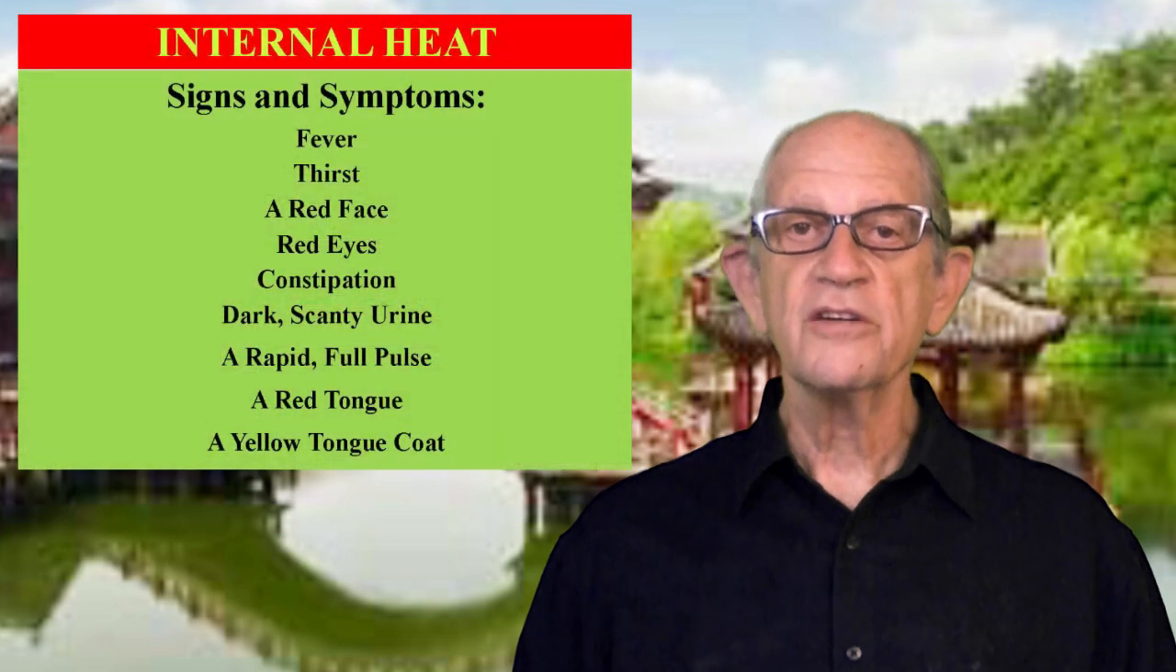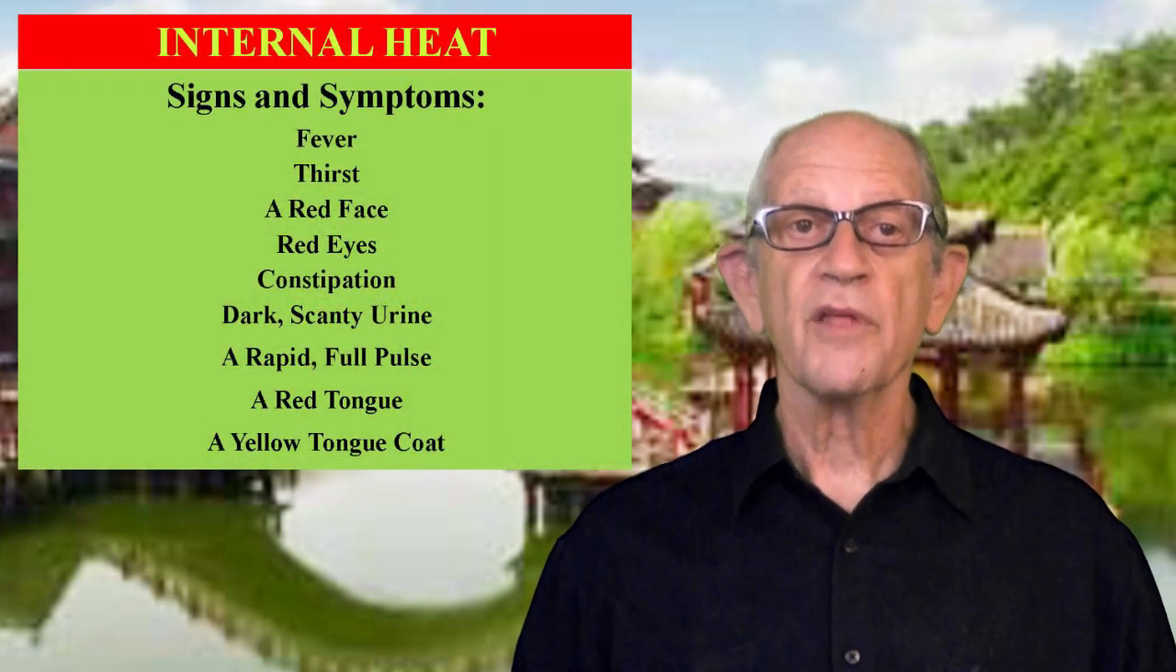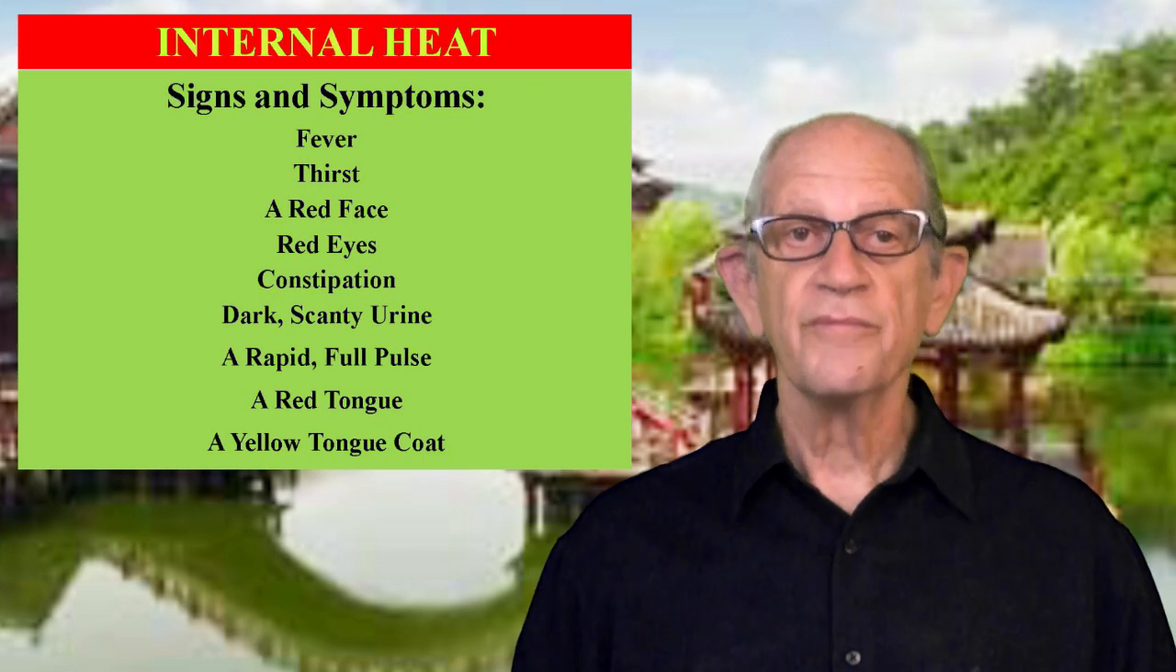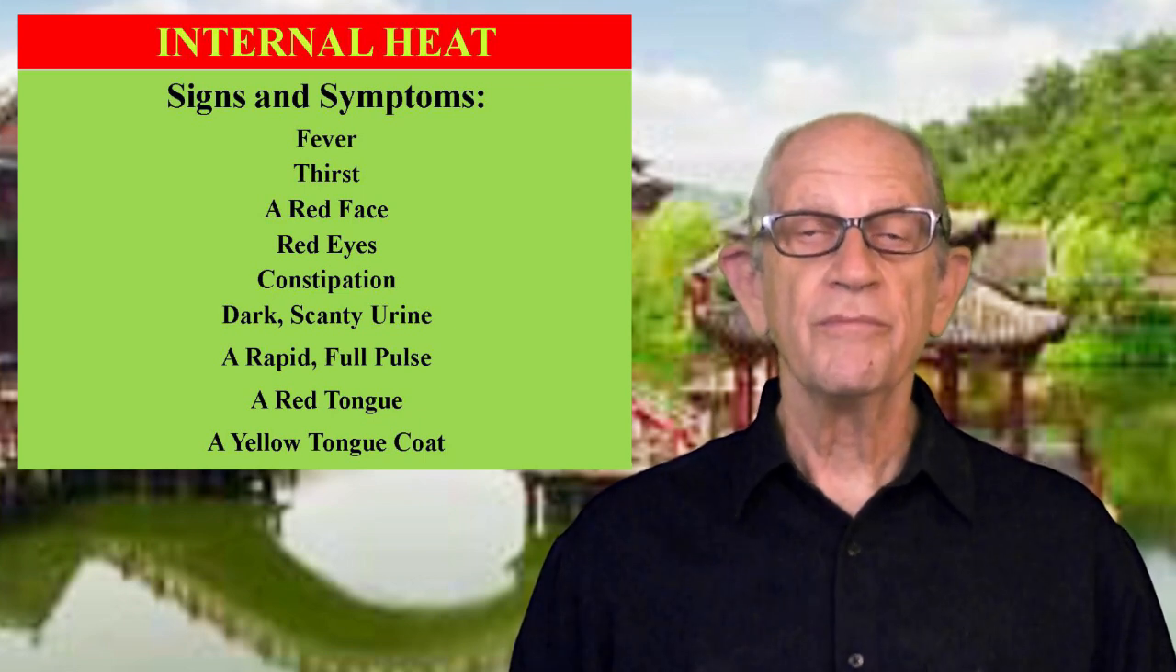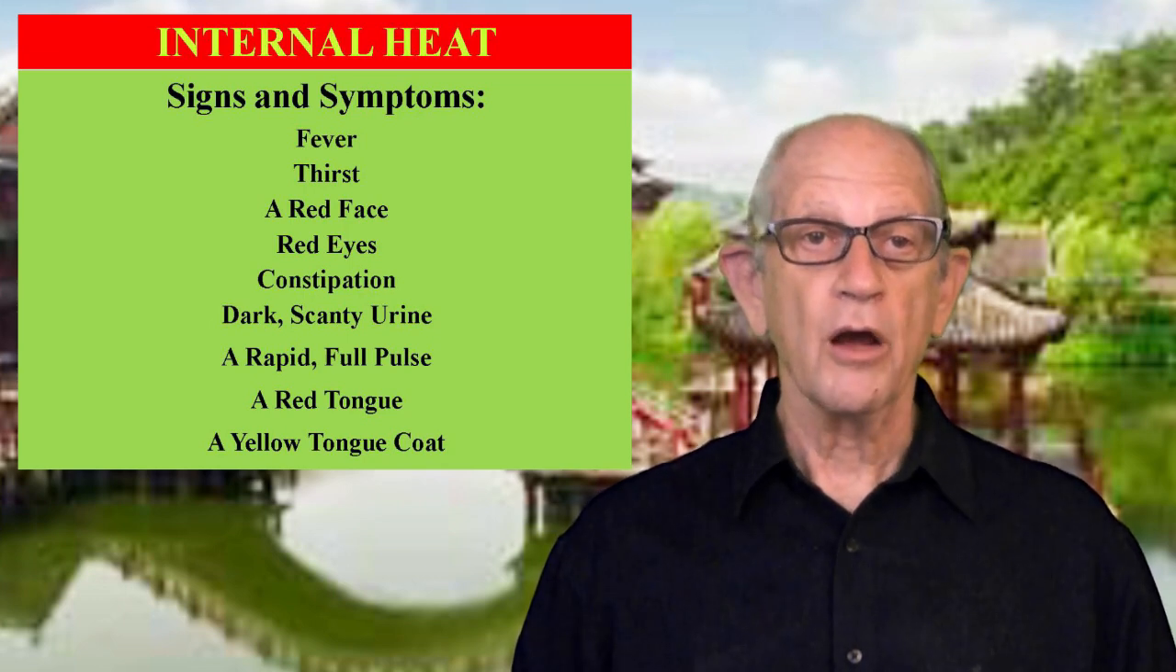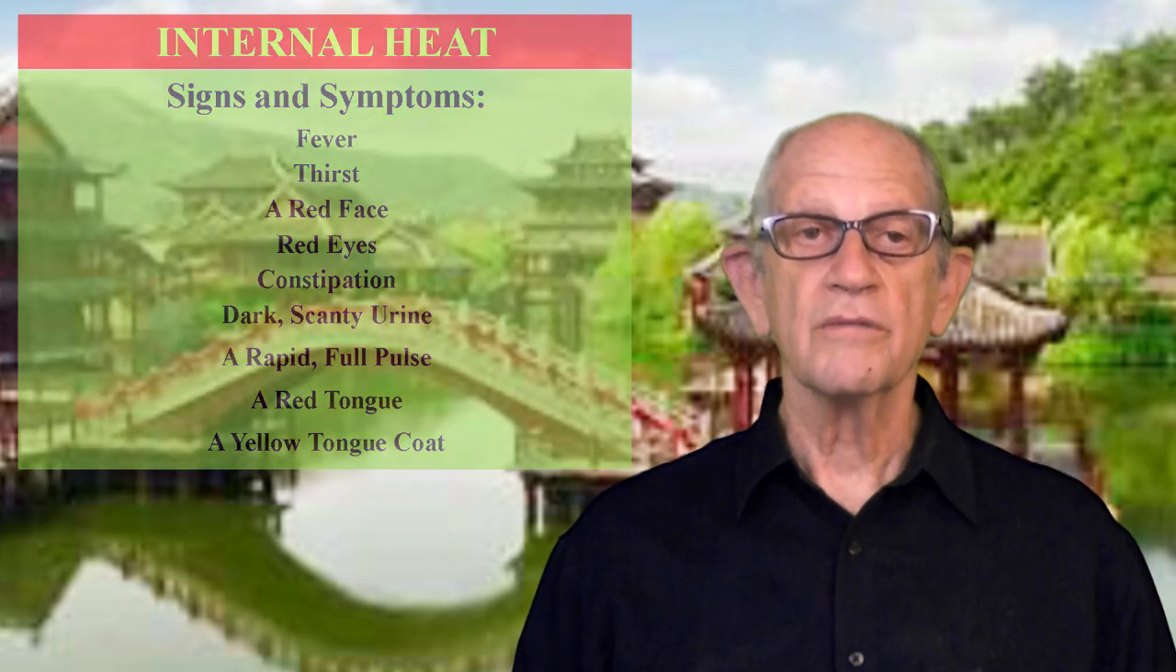The main symptoms of internal excess heat are fever, thirst, a red face, red eyes, constipation, dark scanty urine, a rapid full pulse, a red tongue, and a yellow tongue coat. These are the general symptoms, but there are many others depending on which organ is affected. This will be studied in detail in Zong Fu diagnosis. It is not required that every symptom be present to diagnose a condition. Fever especially is not always present in internal excess heat.